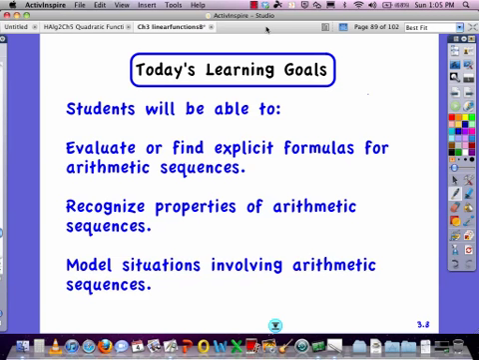Our lesson today comes from section 3.8, Explicit Formulas for Arithmetic Sequences. In 3.7 we talked about recursive equations for arithmetic sequences. We're now going to talk about the other choice: evaluate or find the explicit formulas for arithmetic sequences, recognize the properties of these sequences, and then model situations involving arithmetic sequences. That would be real-world problems.